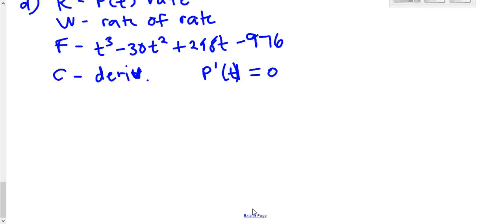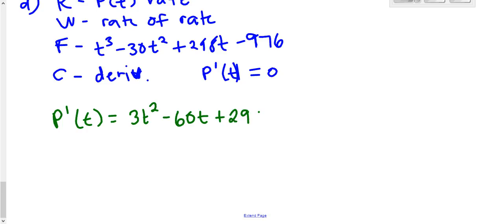So let's take a derivative of our equation. P prime of t is 3t squared minus 60t plus 298. And we need to set that equal to 0.